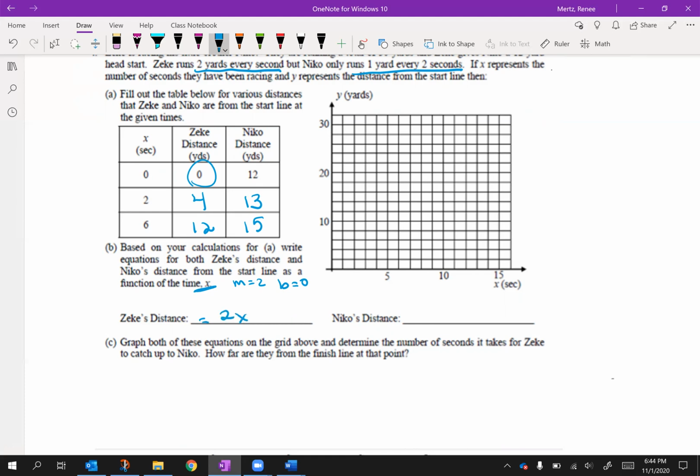Nico's distance. He's going 1 yard every 2 seconds. And he began at 12. So 1/2 x plus 12. All right, so we'll graph these. I'll use blue for Zeke. Be careful, on one axis we're counting by 2s, the other one's 1s. So 2, 2.